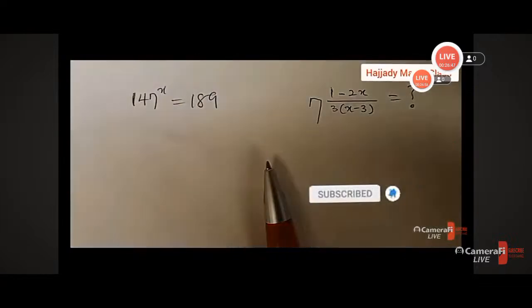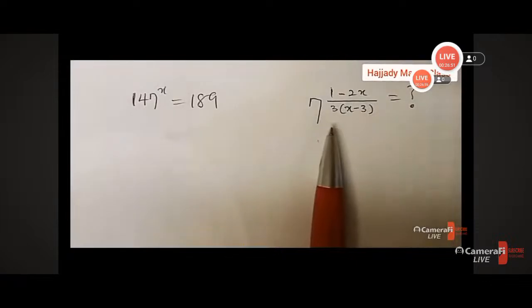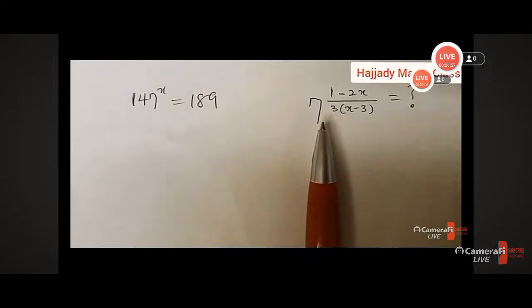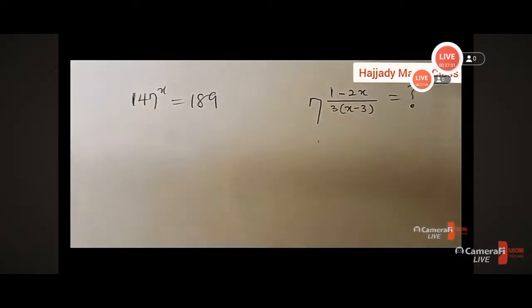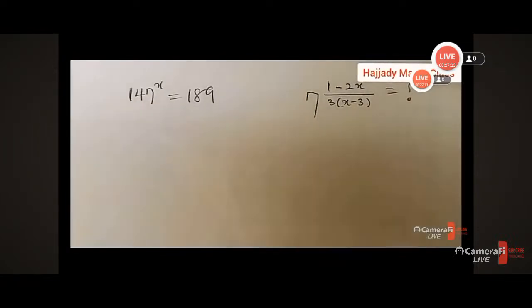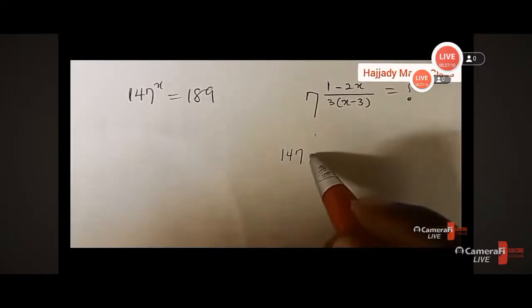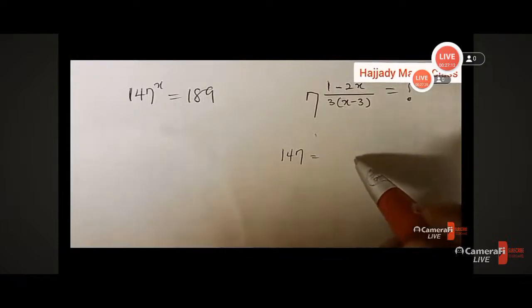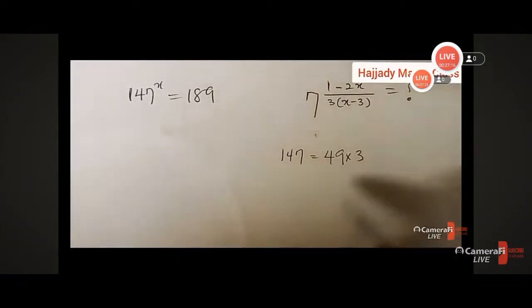Today we have 147 raised to power x equals 189. Then look for the value of 7 raised to power 1 minus 2x over 3 into bracket x minus 3. Now for us to do this, don't forget, here we are having 147, and 147 can be written as the multiple of what? 49 and 3.